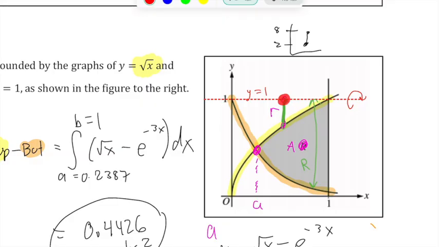Now this is defined by 1, and this point is defined by this equation, which is the square root of x. So little r is going to be 1 minus square root of x. Big R is going to be 1 minus e to the negative 3x. And that's it. We just put those in our equations and plug them into the calculator.